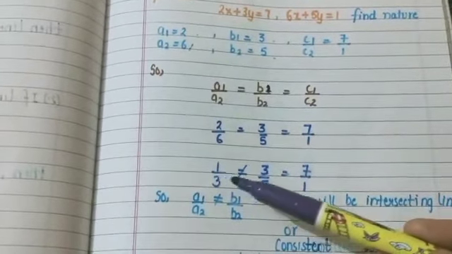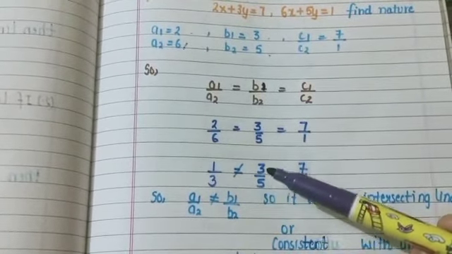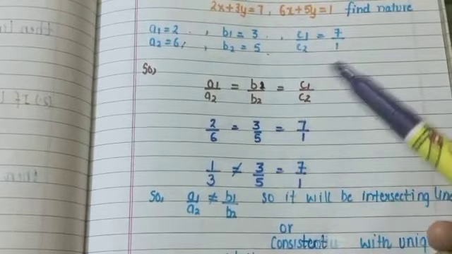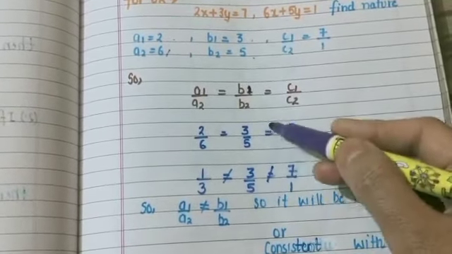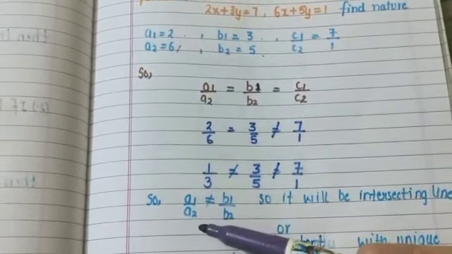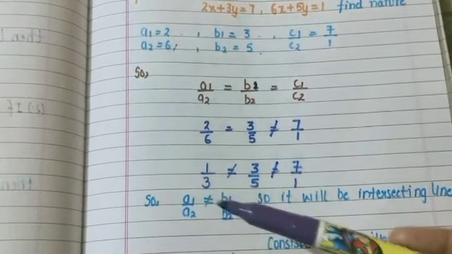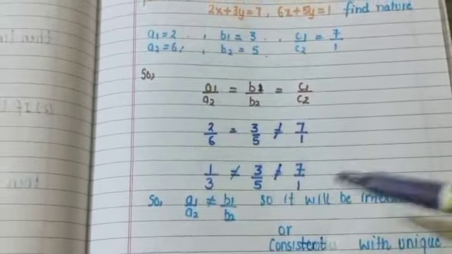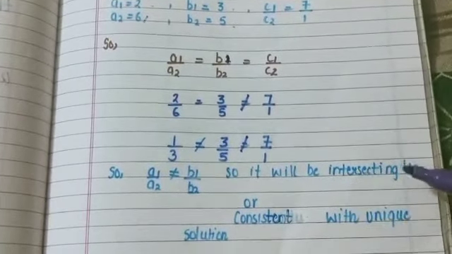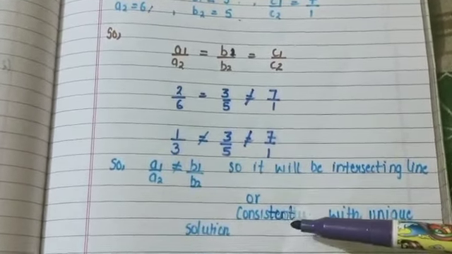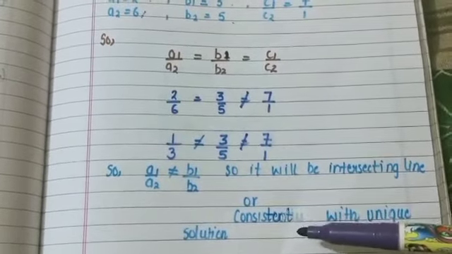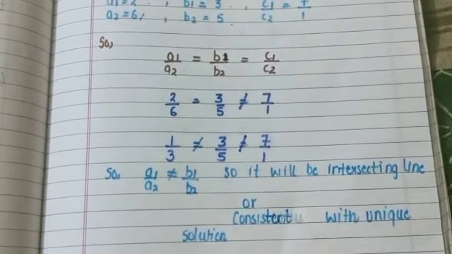So in the first case, we see 1 over 3 not equals 3 over 5. It is not possible, and it is not equal to the third one also. So if a1 over a2 not equals b1 over b2, it is a condition of which one? It is a condition of intersecting lines. If it is intersecting, it is definitely going to be consistent, and if it is consistent, it has a unique solution.